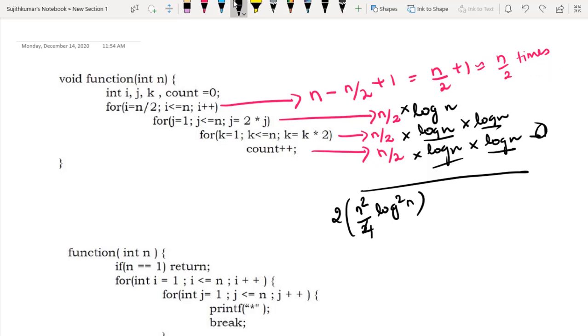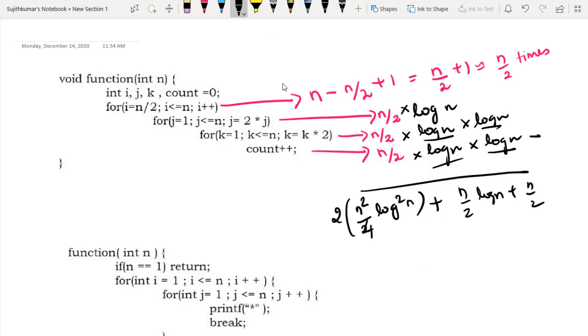Before that, I'm just performing multiplication. So here I'll get n by 2 log square n, right? Here I'll get n by 2 log square n. So if I add those two, I'll get n square by 4 log square n, 2 times, because there are two terms, plus n by 2 log n plus n by 2, right?